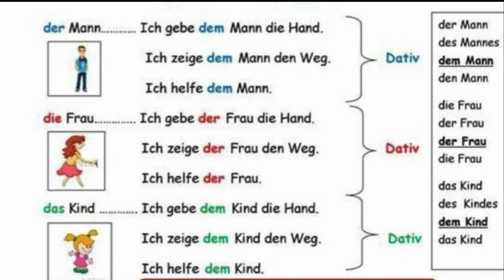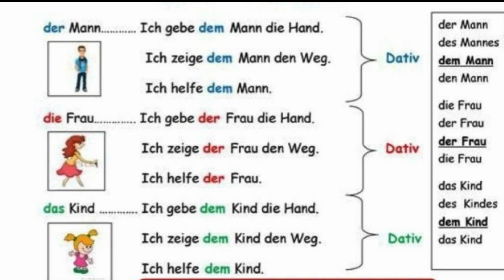Let's see in this video dative case and accusative case in detail with examples. The dative case is a grammatical case used to indicate the indirect object of a verb. That means this case marks the indirect object in a sentence, which is the entity receiving the direct object. For example, in the sentence, Ich gebe dem Mann die Hand, the direct object is the hand and the indirect object is dem Mann, which is in the dative case to show the recipient of the action.